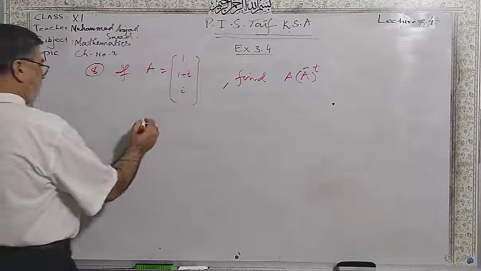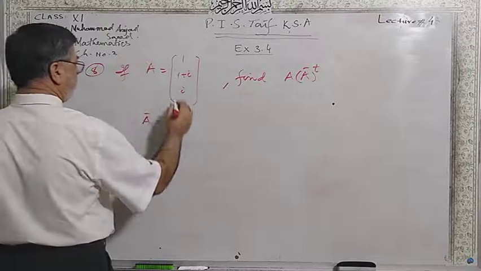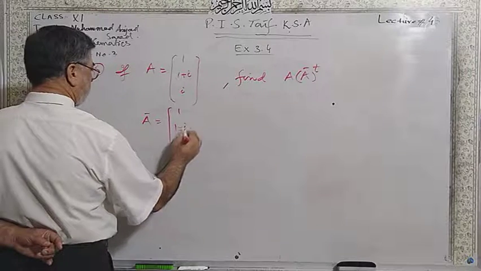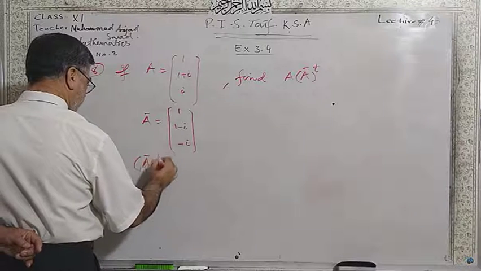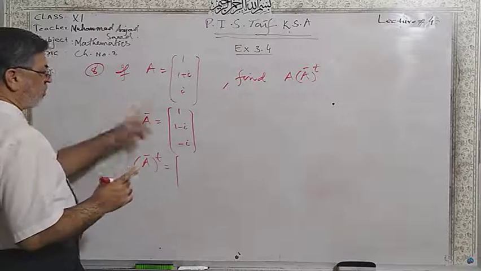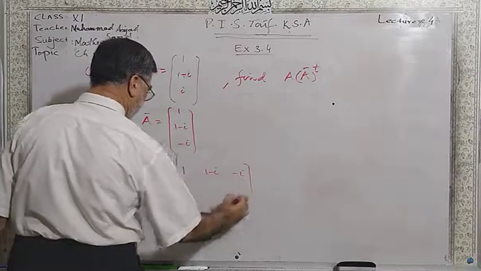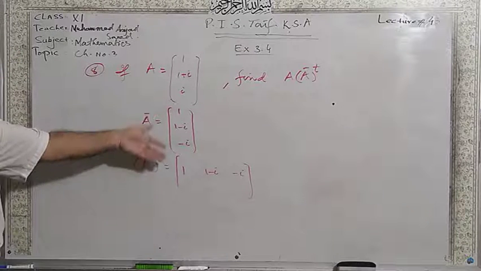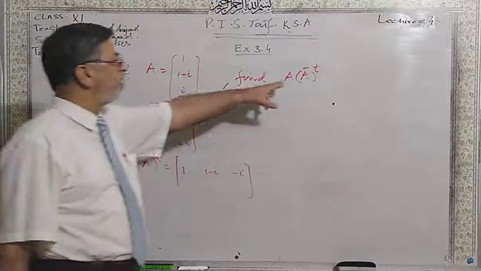First of all, we will take bar. Bar means change the sign before iota. 1 minus iota. Then A bar transpose is equal to, you will interchange rows into column. 1 minus iota and minus iota. Remember that first one row become one column. After that we have to multiply them.